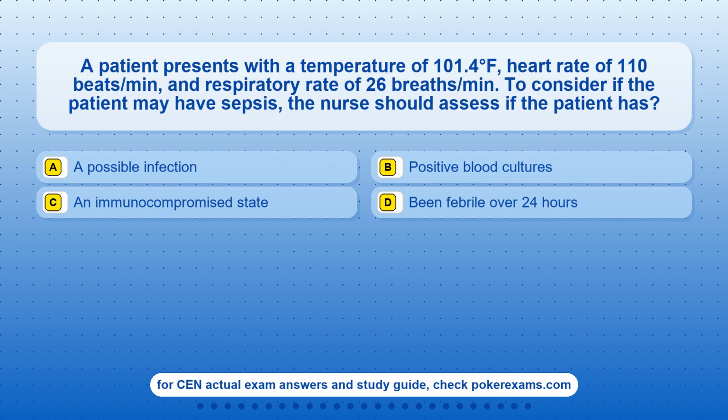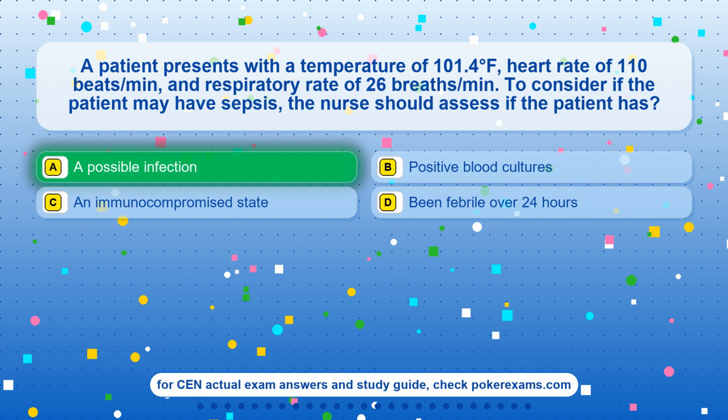Question 4. A patient presents with a temperature of 101.4 degrees Fahrenheit, heart rate of 110 beats/min, and respiratory rate of 26 breaths/min. To consider if the patient may have sepsis, the nurse should assess if the patient has: Option A. A possible infection. Option B. Positive blood cultures. Option C. An immunocompromised state. Option D. Been febrile over 24 hours.